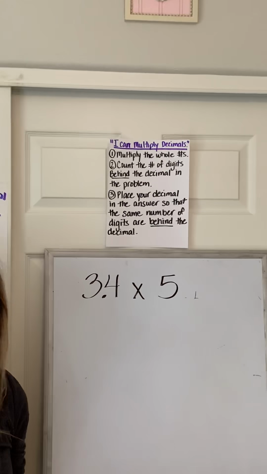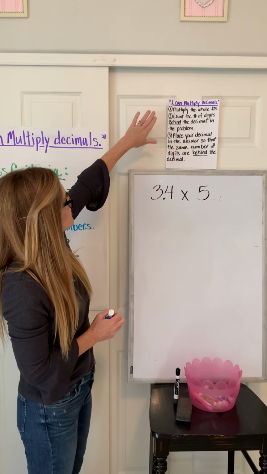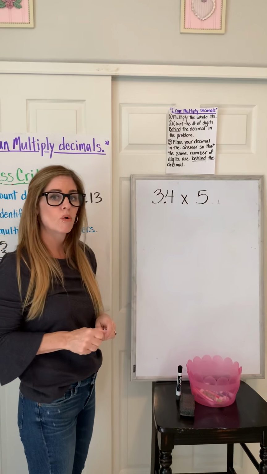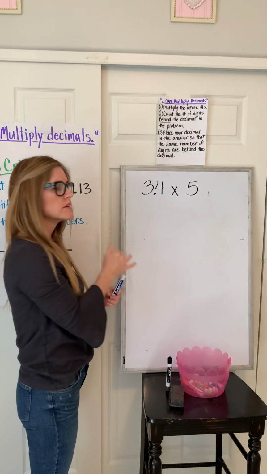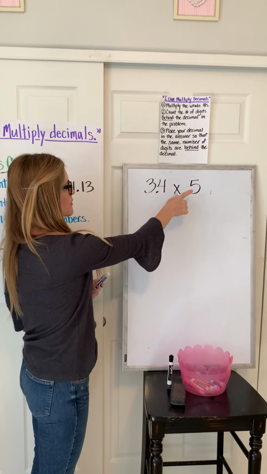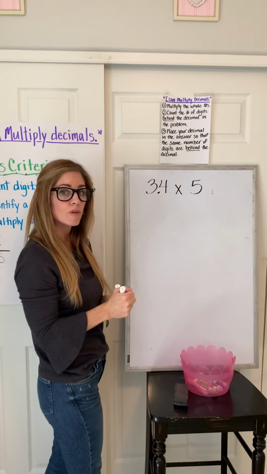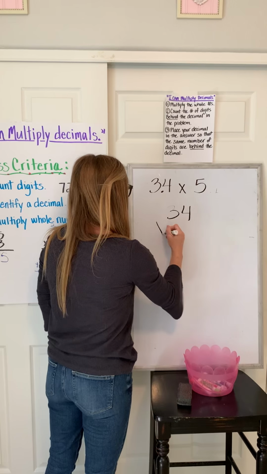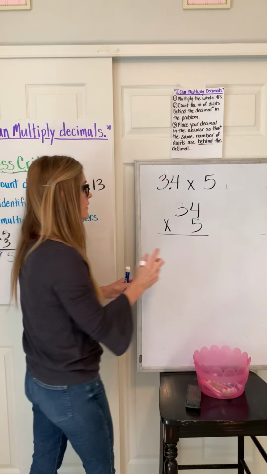Okay, now that you've copied those down, let's take a look at this problem using these steps. The first thing I asked you to do is just multiply the whole numbers. And you're going to notice, wait a minute, that's not just whole numbers, that's 3 and 4/10 times 5 whole. Well, what I'm going to ask you to do is ignore the decimal for a moment and just multiply the whole numbers using the algorithm that we've been using all year.